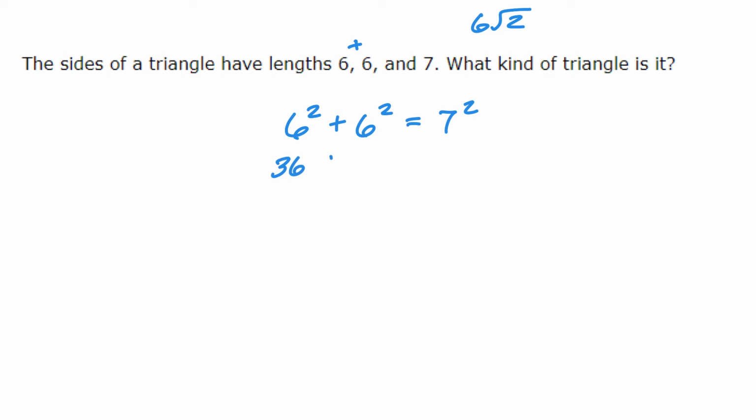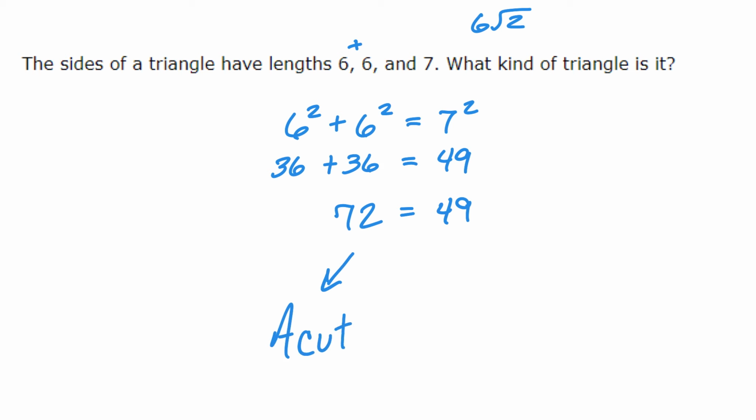So this is 36, this is 36, and this is 49. So 36 plus 36, we got a 72 measurement, which is clearly bigger than the hypotenuse squared. So the little guys won. When the little guys won, it's so cute when the little guys win, but it is an acute triangle.